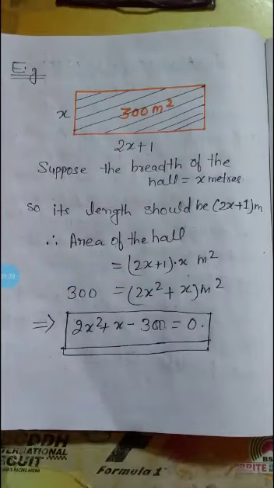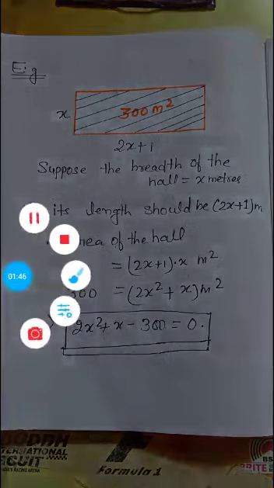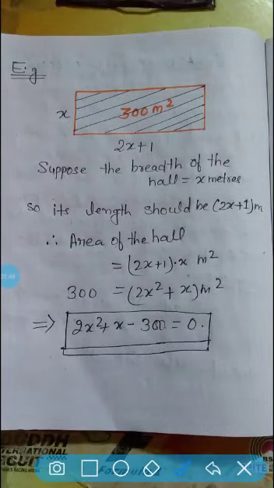Now take an example. Suppose a charity trust decides to build a prayer hall having a carpet area of 300 square meter. We can assume the shape of the carpet as rectangular, and its area is 300 meter square, with its length 1 meter more than twice its breadth.